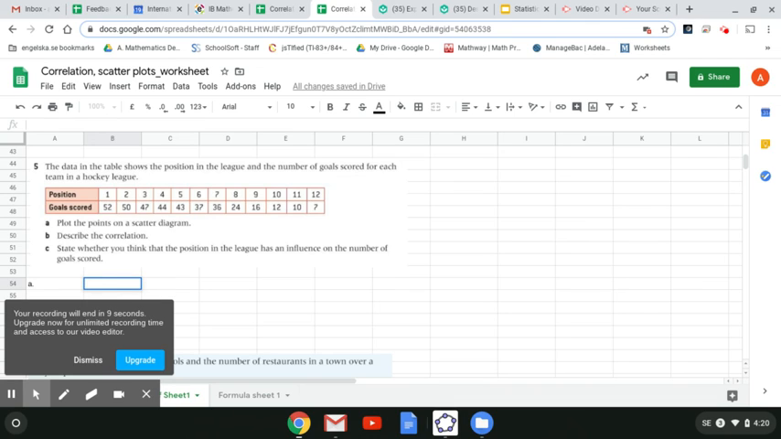So plot, describe the correlation. So the correlation is answer 1. So good luck.